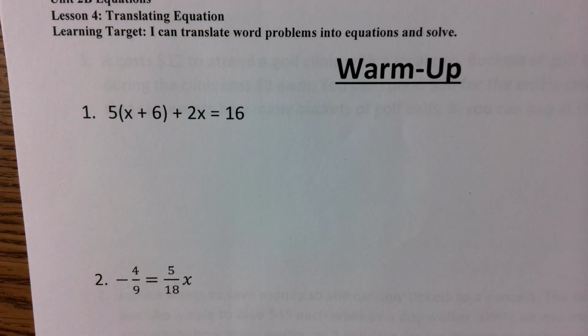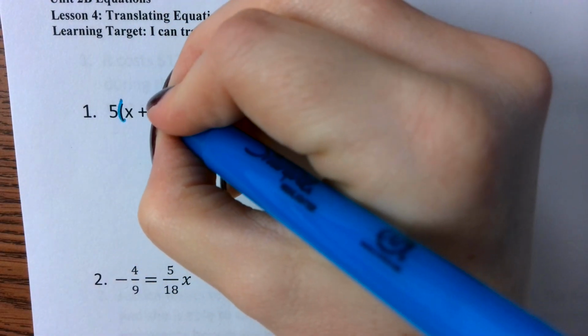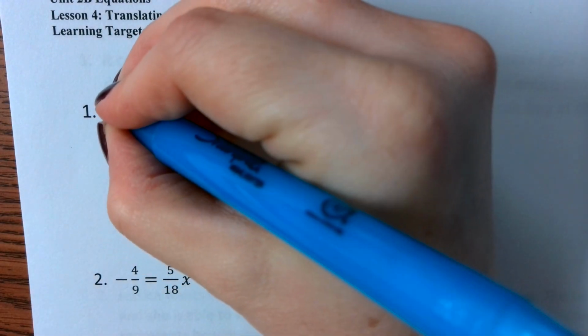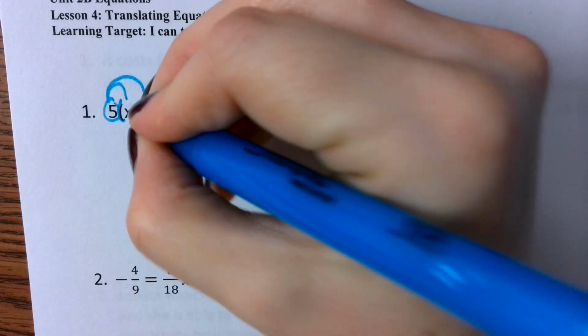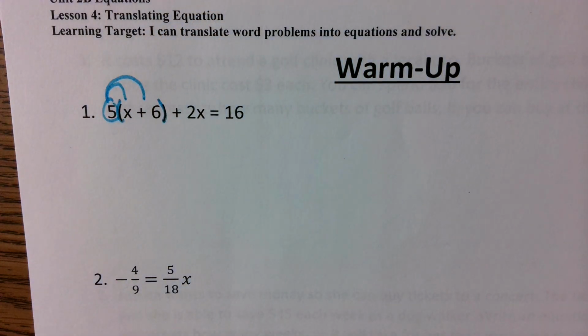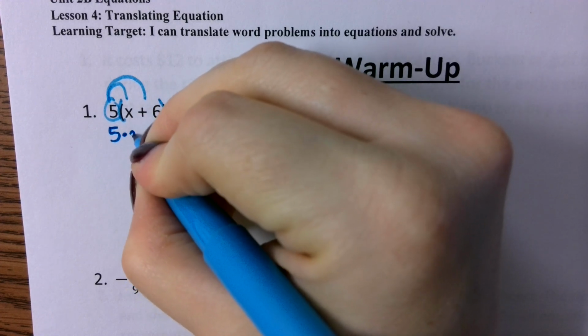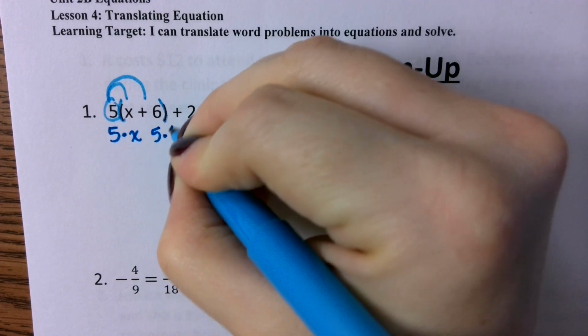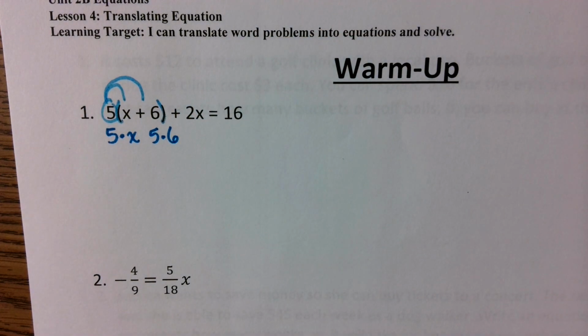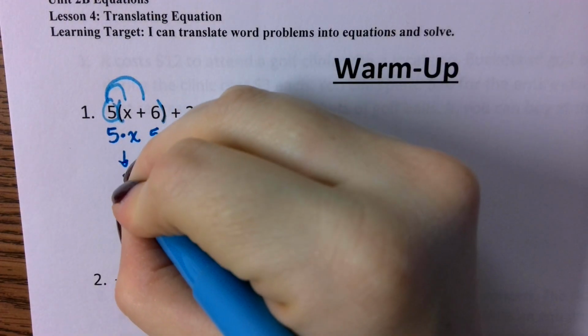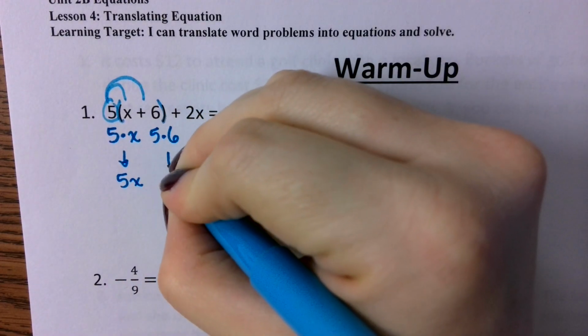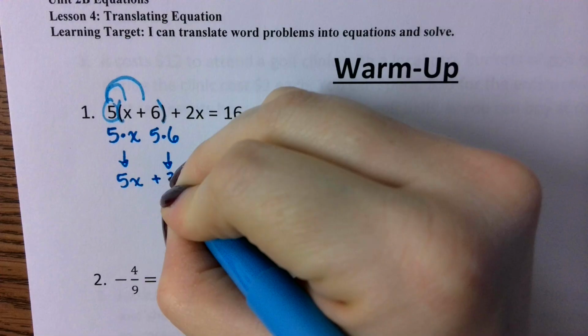Yeah, we do, right? We see the parentheses, so that means there is going to be some multiplication going on. We're taking this 5 and multiplying it by the x, and taking the 5 and multiplying it by the positive 6. So I'm going to write that I am doing 5 times x, and I am doing 5 times 6. When I do that, that's going to give me 5x plus 30.